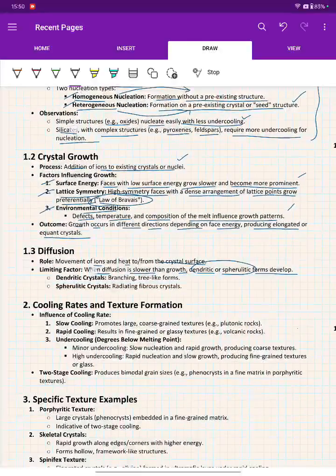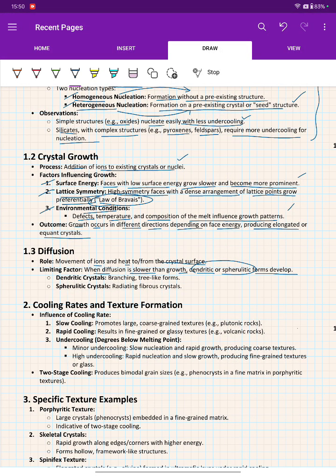Now we have crystal growth. So process: addition of ions to existing crystals or nuclei. Factors influencing growth: surface energy. Faces with low surface energy grow slower and become more prominent. Lattice symmetry: high symmetry faces with a dense arrangement of lattice points grow preferentially. That is because of the law of Bravais.